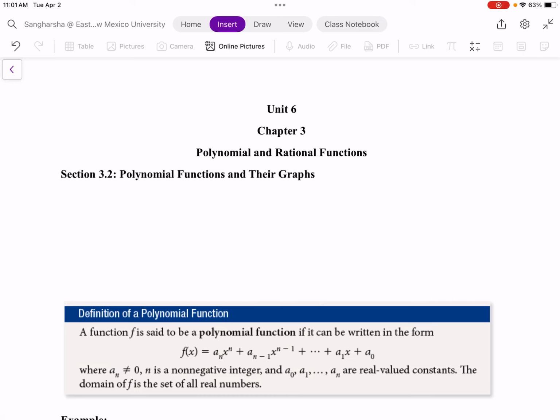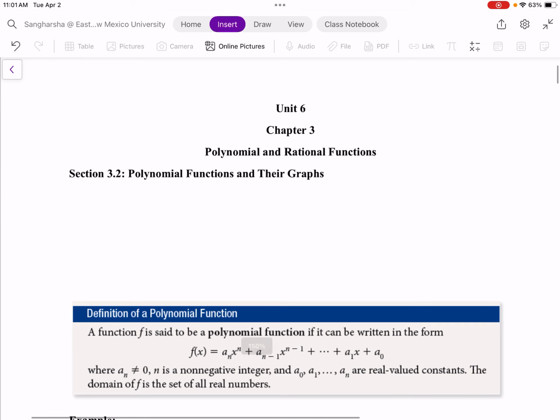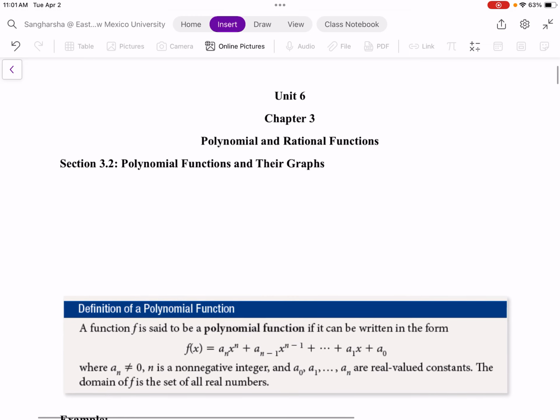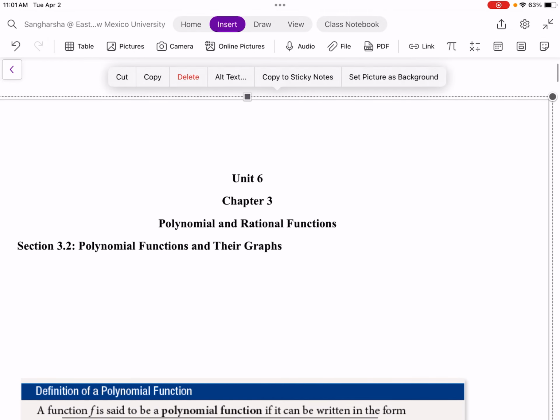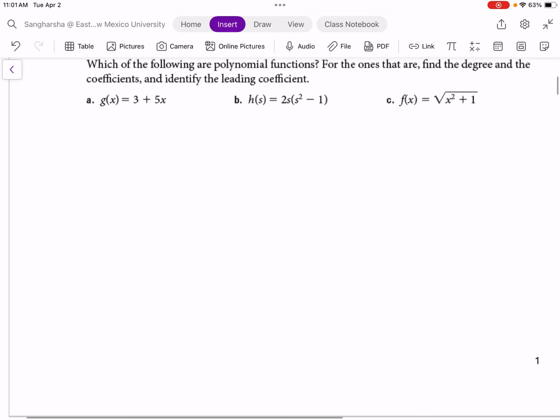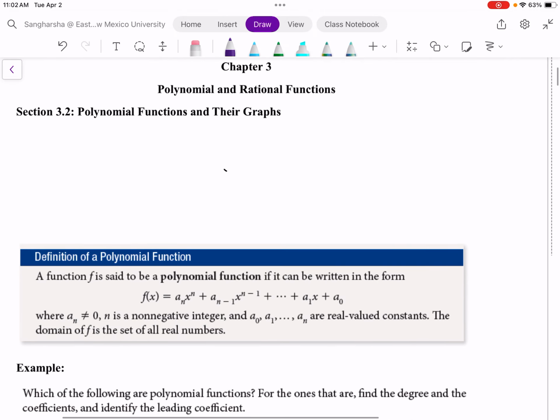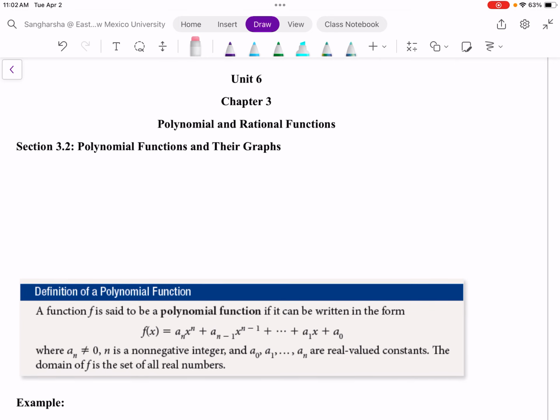Okay, if that is the case, let's go ahead and start our new section, section 3.2. This section 3.2 is about the polynomial function and their graph. Okay, now before that, what is a polynomial? Let's define that.